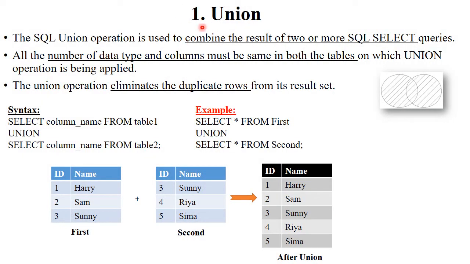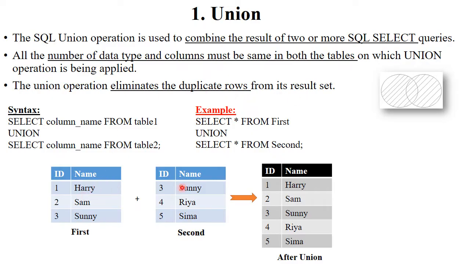The first set operation is union. Generally in SQL, union operations are used to combine the results of two or more tables, right? The union operator has some conditions. The first condition is that the number of data types and the number of columns must be the same in both tables. In the tables on which you perform the union operation, their data types and their columns must be the same. And union operations eliminate duplicate rows from the final result set.